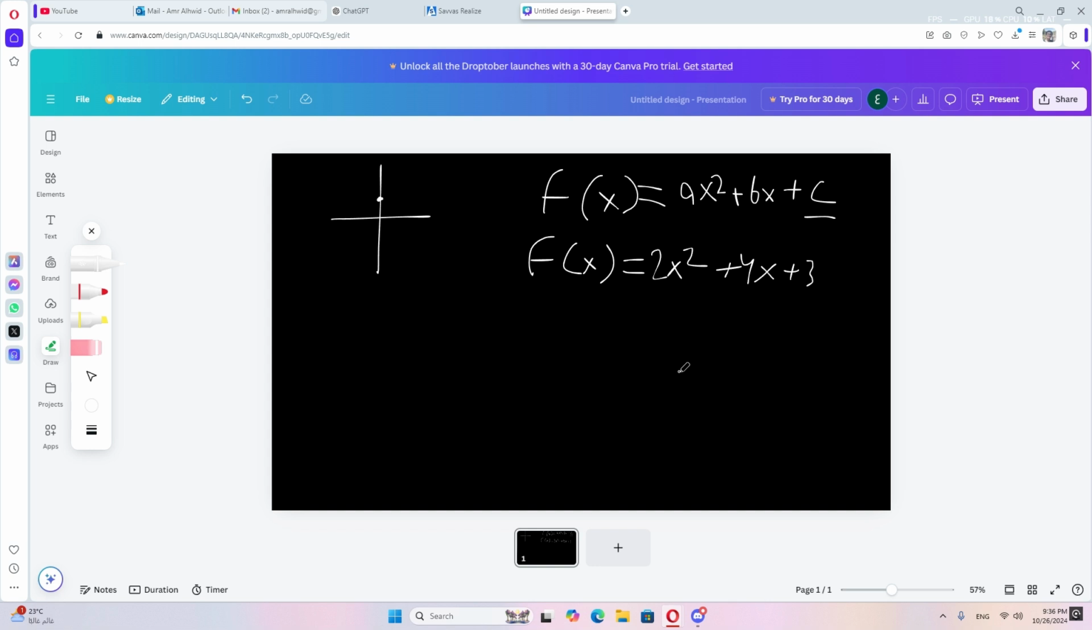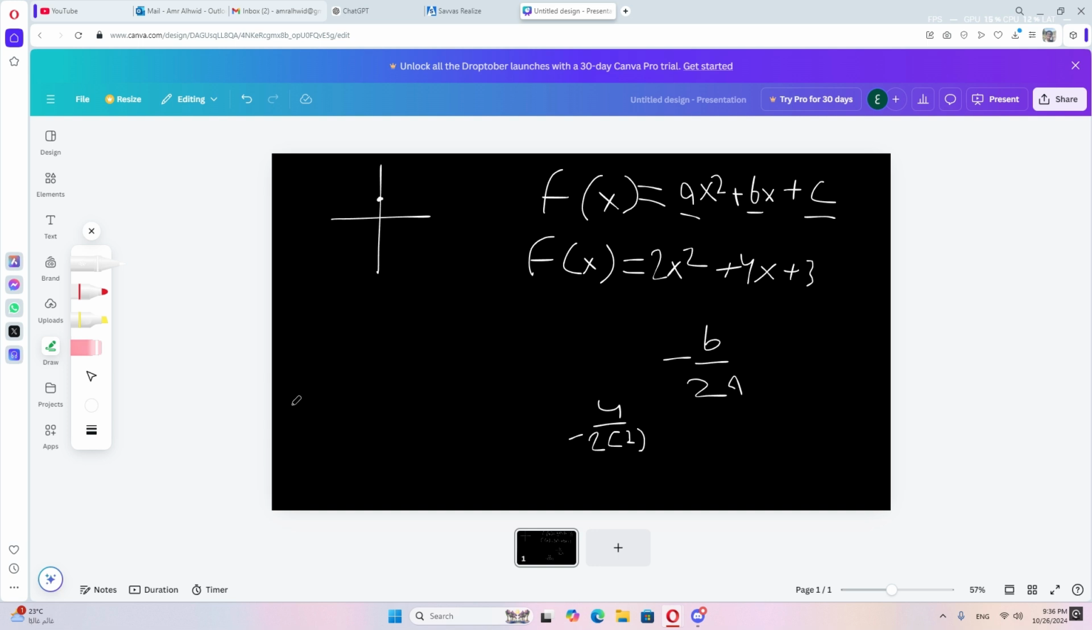So how do you find the axis of symmetry? The formula for it is minus b over 2a. So this is b, this is a. So minus b would be minus 4 over 2a, which is 2. Okay, so let's put it in a calculator. You get minus 4 over 2, get minus 1. So the axis of symmetry is minus 1.